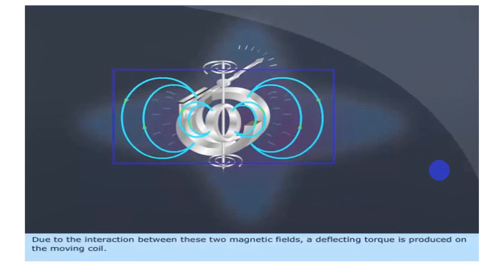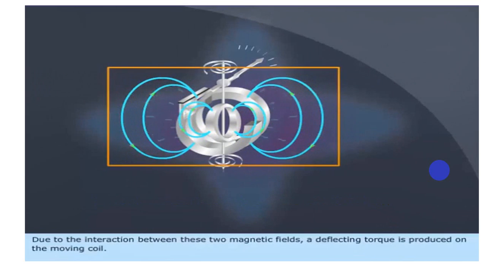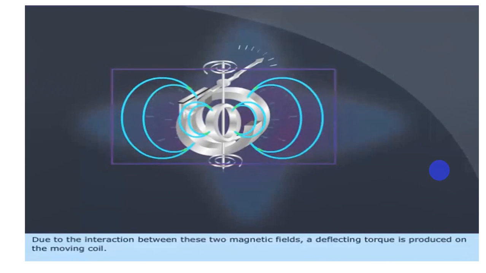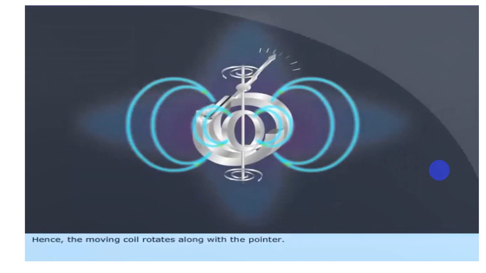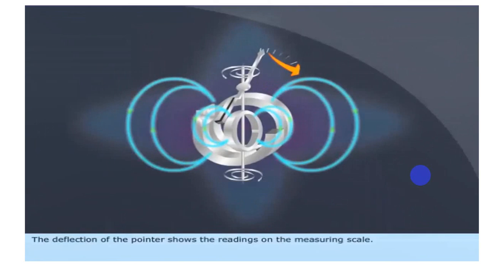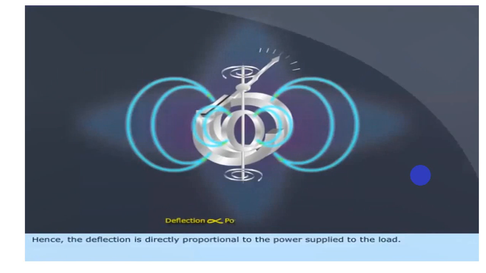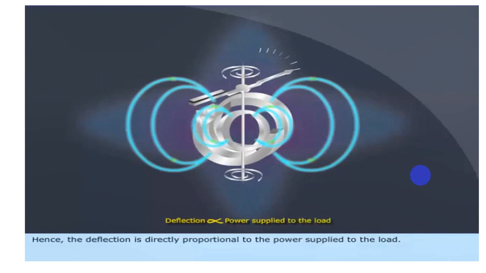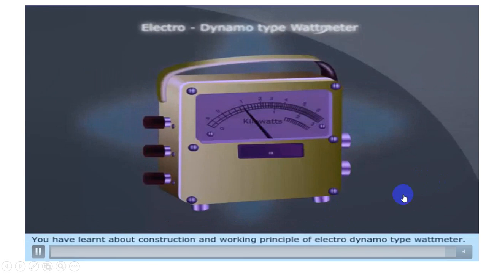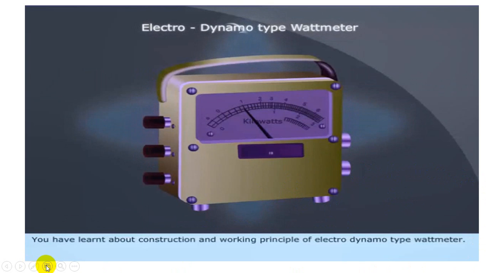Due to the interaction of the two magnetic fields, a deflecting torque is produced on the moving coil, because the fixed coil doesn't move, it is stationary. So the moving coil tries to align itself with the magnetic lines of force, and the attached pointer moves over the scale, where power can be read. The deflection is directly proportional to the total power applied to the load. So this is about the construction and working of a dynamometer type wattmeter.